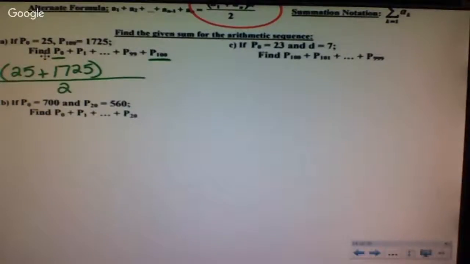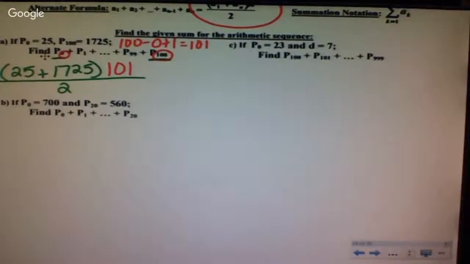If I start at P sub 0, and then my next number is at P sub 1, I technically have 2 numbers. If I then extend it to P sub 2, that's 3 numbers. If I extend it again to P sub 3, that's 4 numbers. So a surefire way to always have the right value: take the last one, 100, minus the first one, 0, and add 1. That will give you your number of terms every time, no matter what numbers they give you.